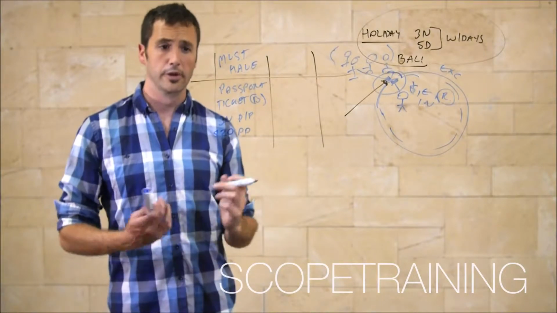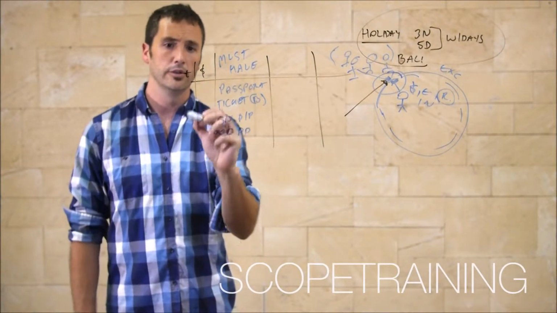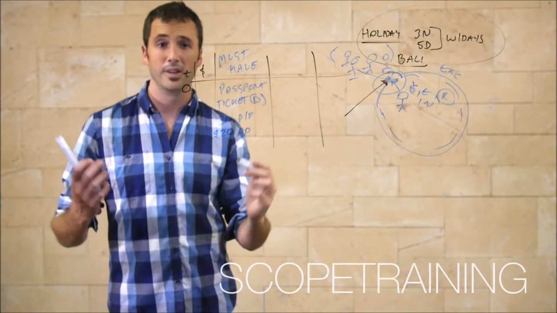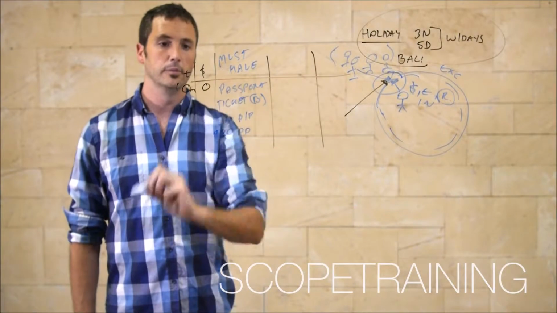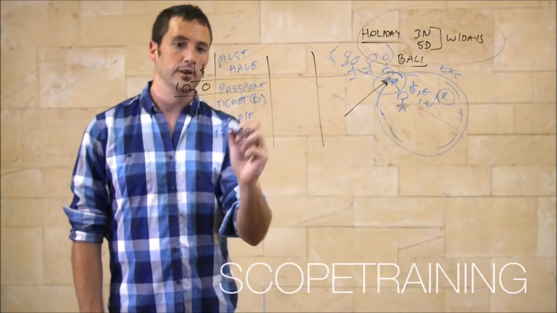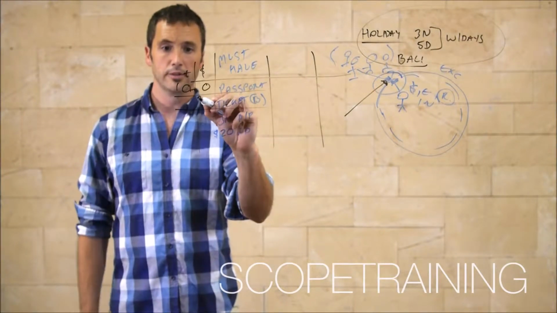I'm going to make the assumption I've already got a passport, so I've got a column here, time, a column here, cost. Time is 0, 10 minutes to find it, 10 minutes. And cost is going to be 0. Tickets for a budget airline. I'm just going to make this up.